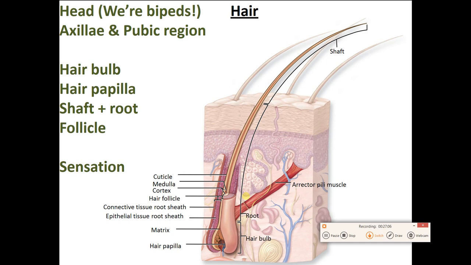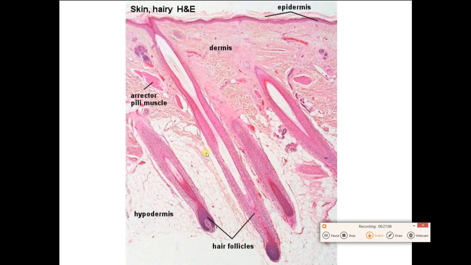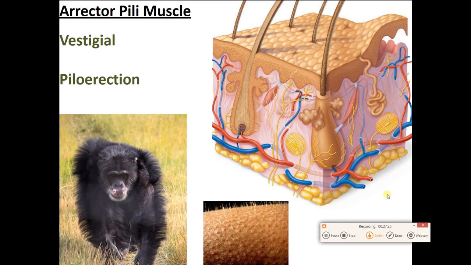Awesome. Let's look at a histology picture here just for fun. We see a lot of hair follicles. So hair follicles, all these pinkish things right here. Hair follicles, the bulb of the hair is down here, the papilla as well. Okay, almost done. It's the last slide, in fact, guys.